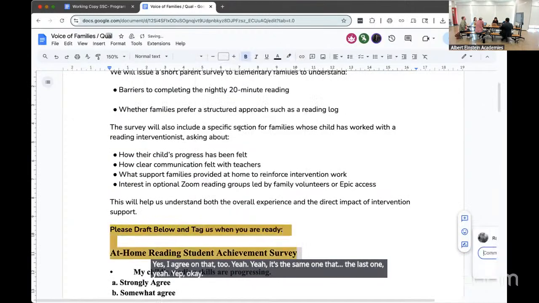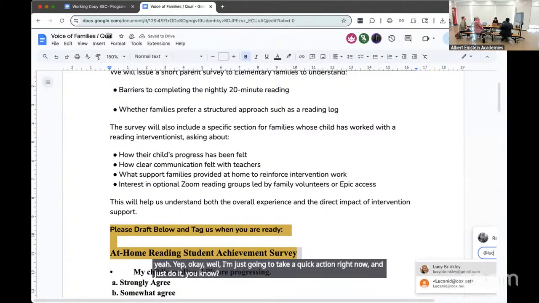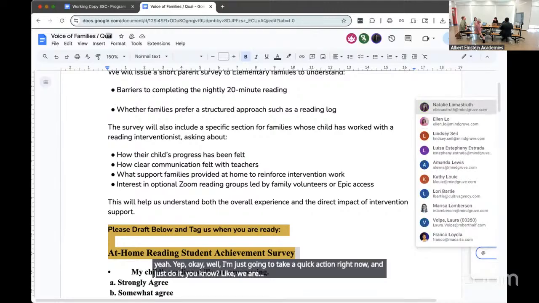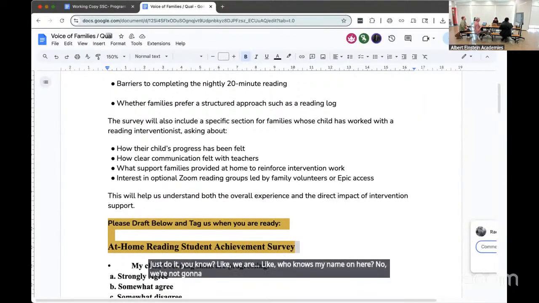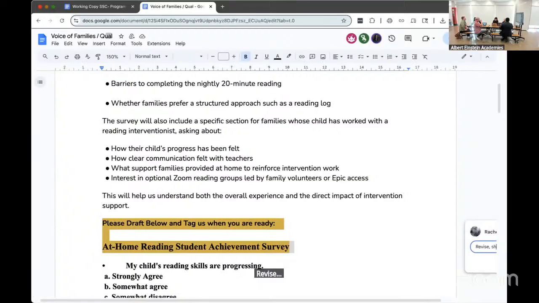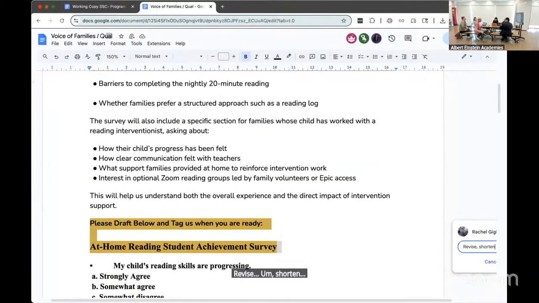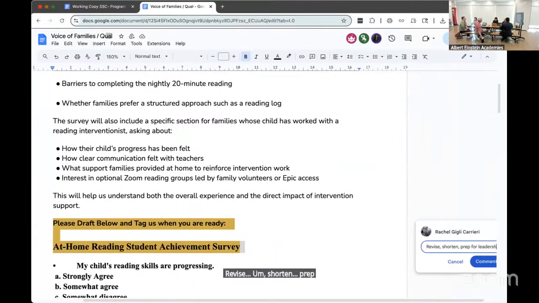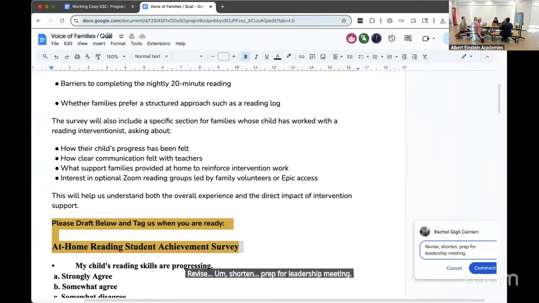Okay. I'm just going to take a quick action right now and put it in here. Revise, shorten, prep for leadership meeting. Because really the timing of it, when would we send it out?